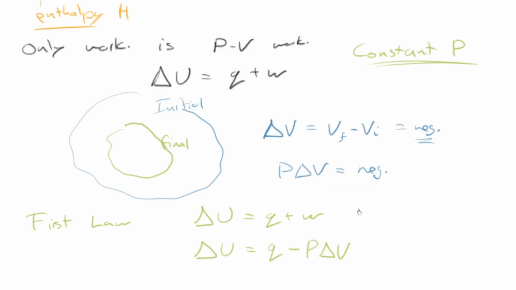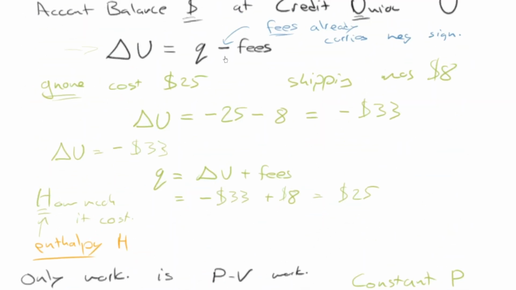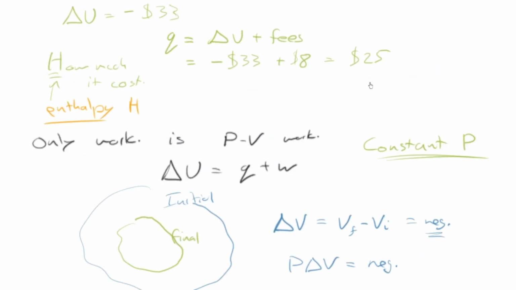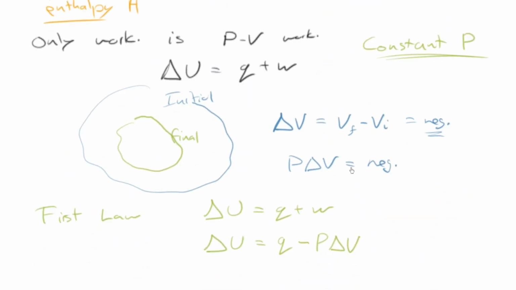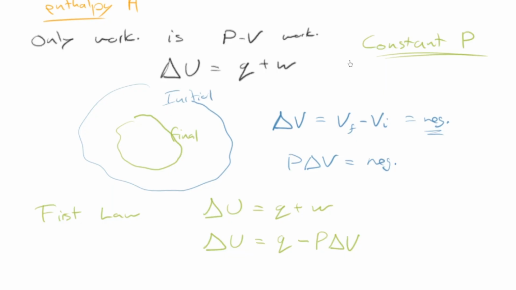I hope you can see that's somewhat similar to why I defined over here Q minus the gnome's cost. You can think of it this way: if a reaction proceeds and gives off some heat, but also expands, it pays a fee to the surroundings to push back the atmosphere. So this is sort of like the thermodynamic fee that's paid.